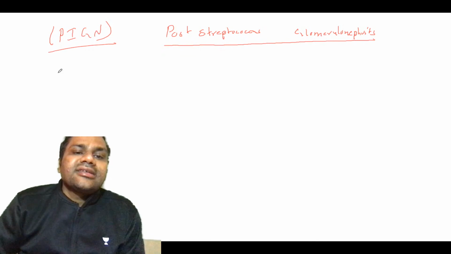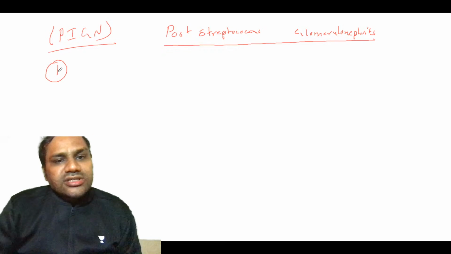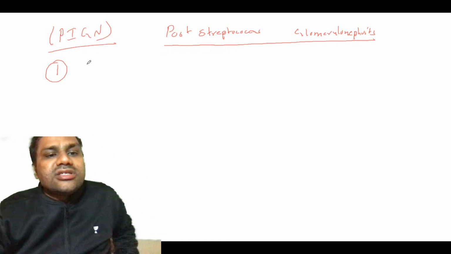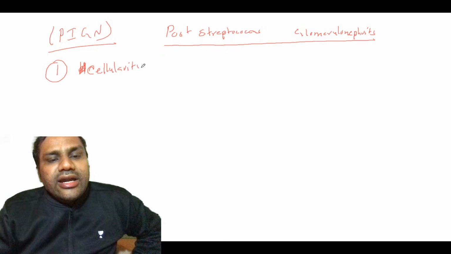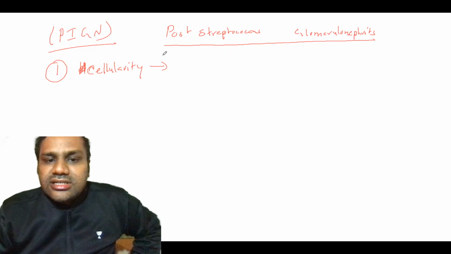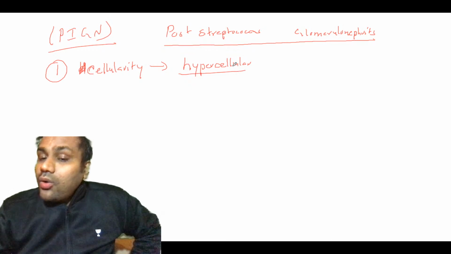First, how will we approach it? Firstly we'll look at the glomeruli and the cellularity. What is the cellularity of this disease? It is hypercellular. We have already talked about hypercellularity.